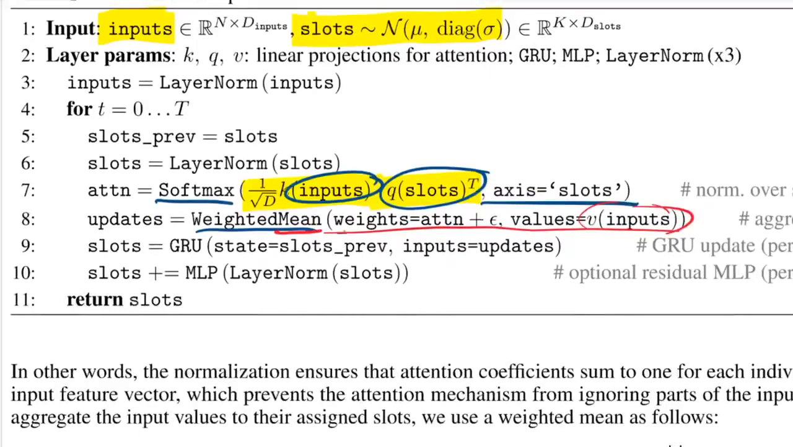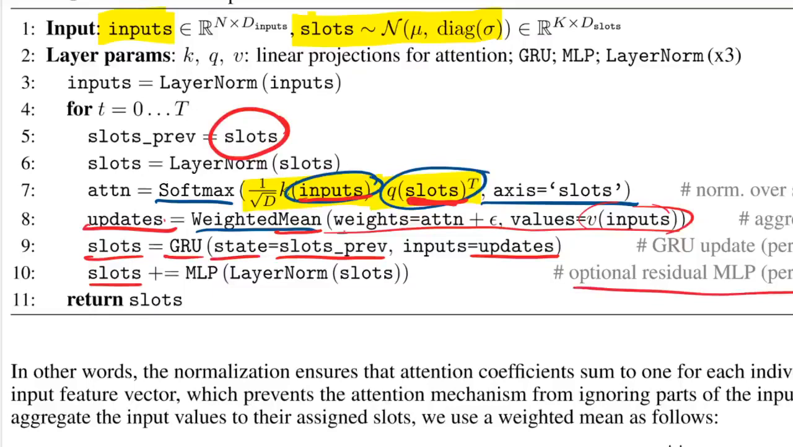Then what you'll do, you can see that this is now called updates. Okay, so you start with the slots randomly, and then you use the slots to route the information. You take the inputs and you use that information routing to calculate the updates. Now you put the updates through a GRU with the state being the previous slots, and then you'll add that to the slots. This says optional residual MLP.